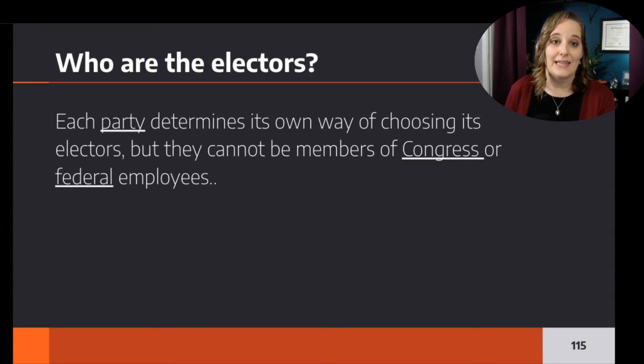Each party within a state really gets to choose their own electors. Many times it will be prominent members of the party within that state. So in 2020, Hillary Clinton was actually an elector in the state of New York. Stacey Abrams was an elector in 2020 in the state of Georgia. The only requirement for an elector is that they cannot be a current employee of the federal government.